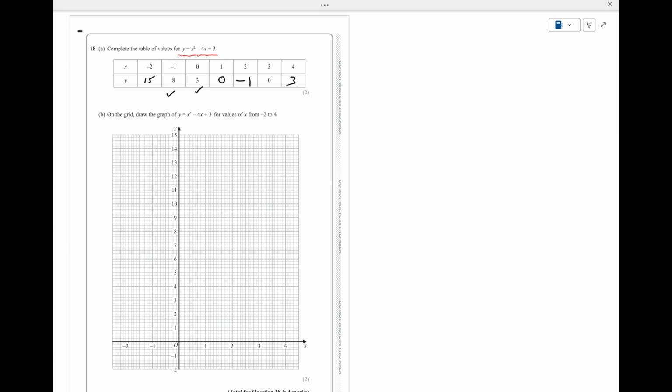Now, if you don't like to use the table function on your calculator, maybe you do them manually. So maybe when you do x squared minus 4x plus 3, you're going to do minus 2 squared minus 4 times minus 2 plus 3 on your calculator. If you do it that way, remember to put that in brackets. Otherwise, your calculator will give you the wrong answer. Right, I've got all my points there.